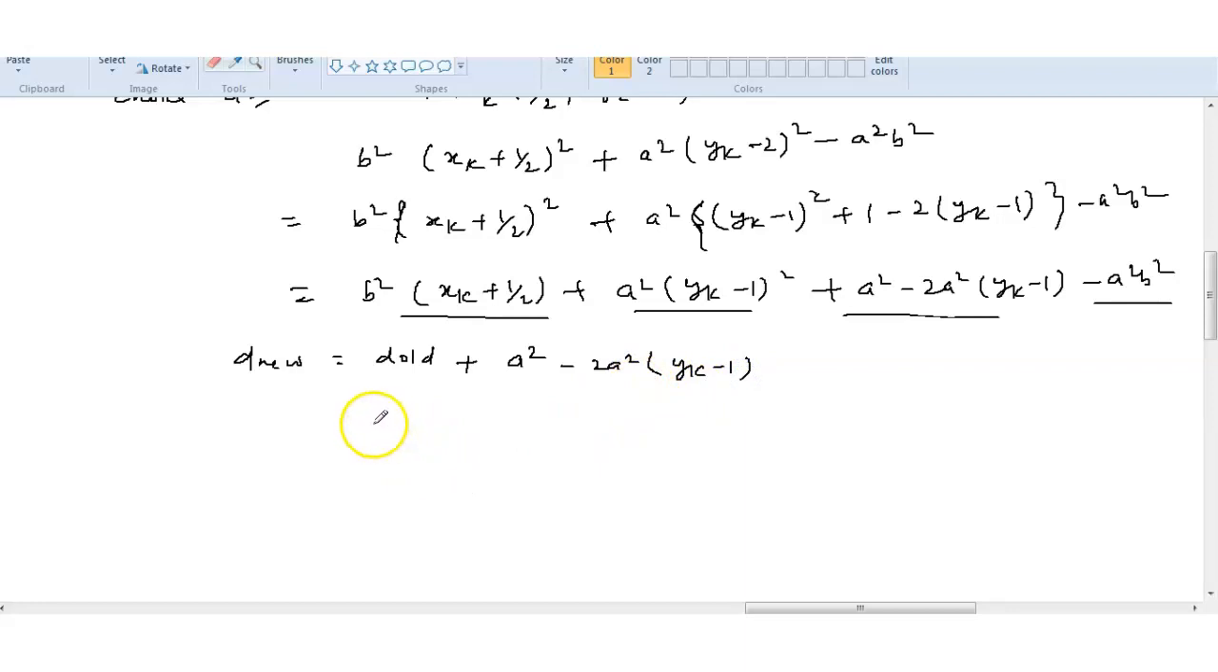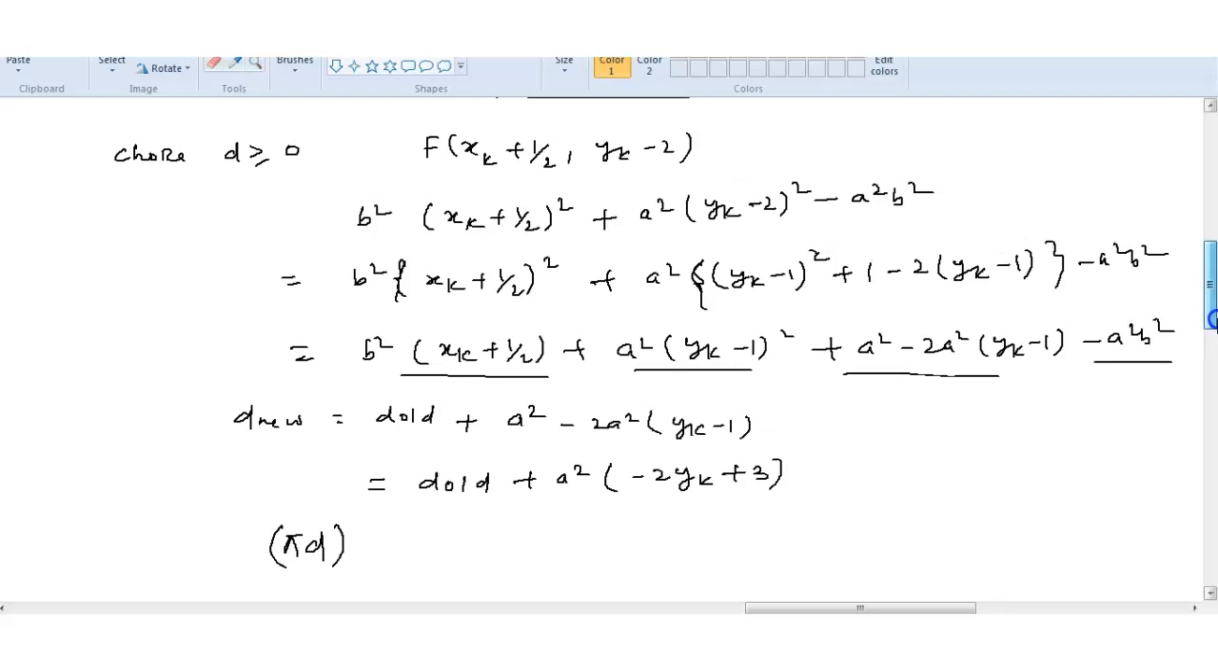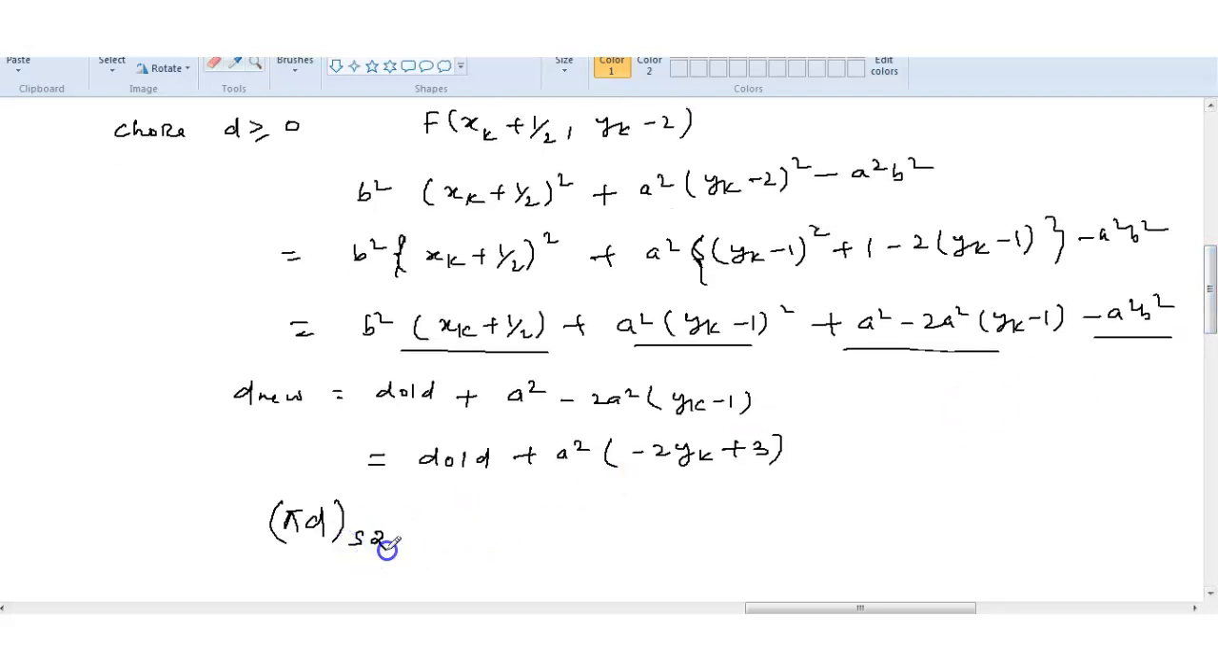So we can write here d old. This one, if you multiply, you can take a square common here, so we get minus 2yk, and this is 2 and plus 1, 3. So the difference for the south corner in region 2 we get is this one, a square minus 2yk plus 3.